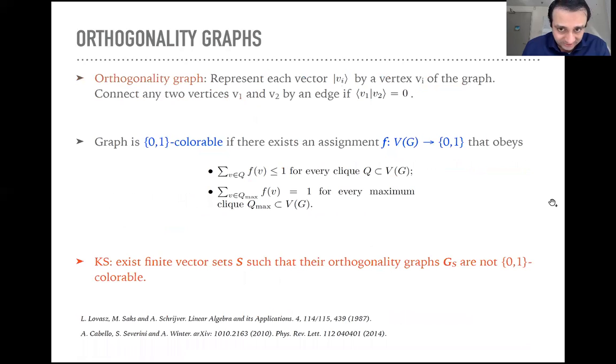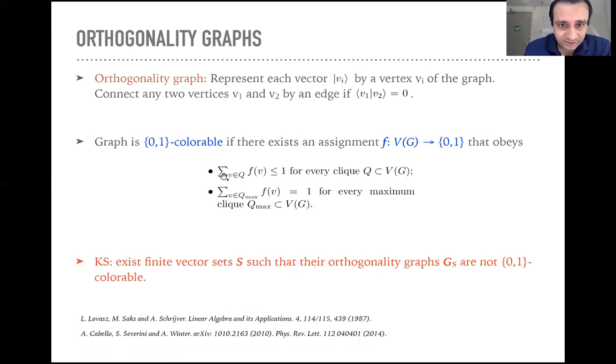Now, in the study of the Kochen-Specker theorem, it's usual also to consider what are known as orthogonality graphs. These are graphs in which we represent each vector in the finite set by a vertex of the graph, and we connect two vertices by an edge if the two vectors are orthogonal. So we can translate the 0-1 coloring from the vectors to the 0-1 coloring on the vertices of the graph.